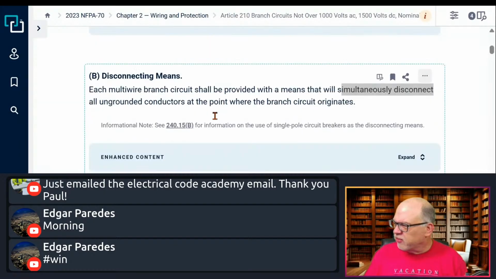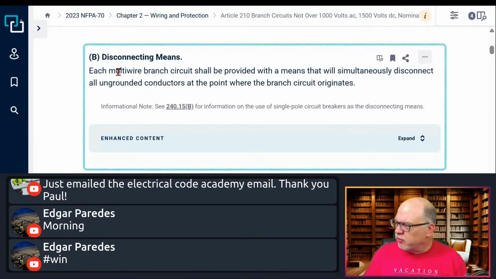So this is your disconnect. It says that each multi-wire branch circuit shall be provided with a means that will simultaneously disconnect all ungrounded conductors at the point where the branch circuit originates. So that's in your panel, okay?